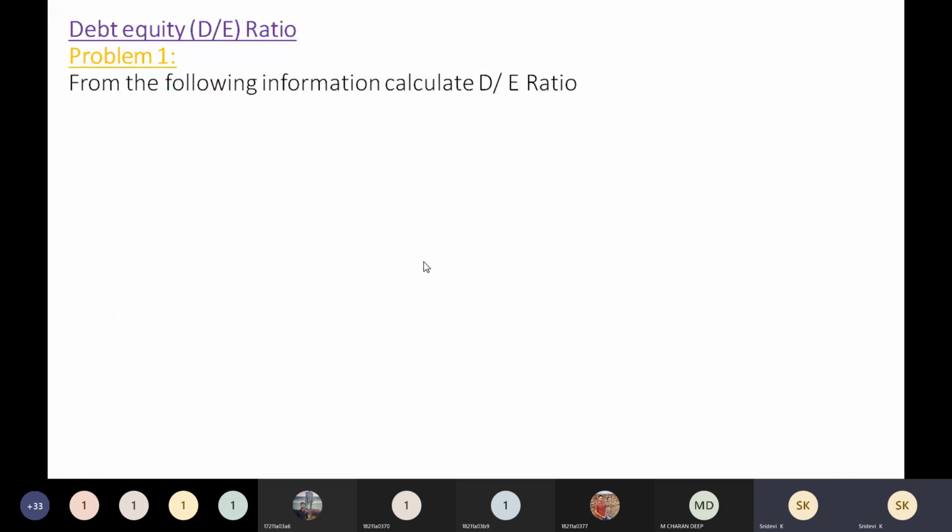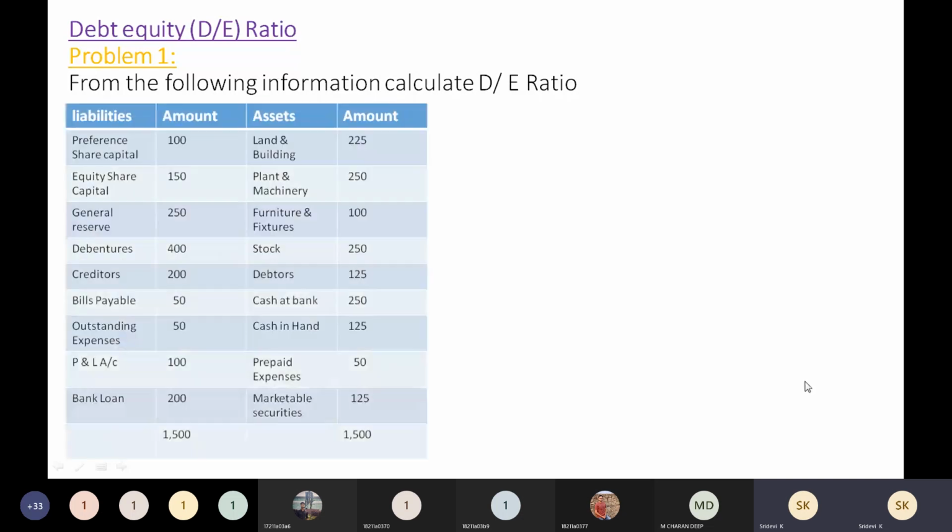So let us see how to calculate this debt equity ratio. The information for this problem is given here. See here, this is the balance sheet. You can see this is having 4 columns, no? On the left side, liabilities and amount.